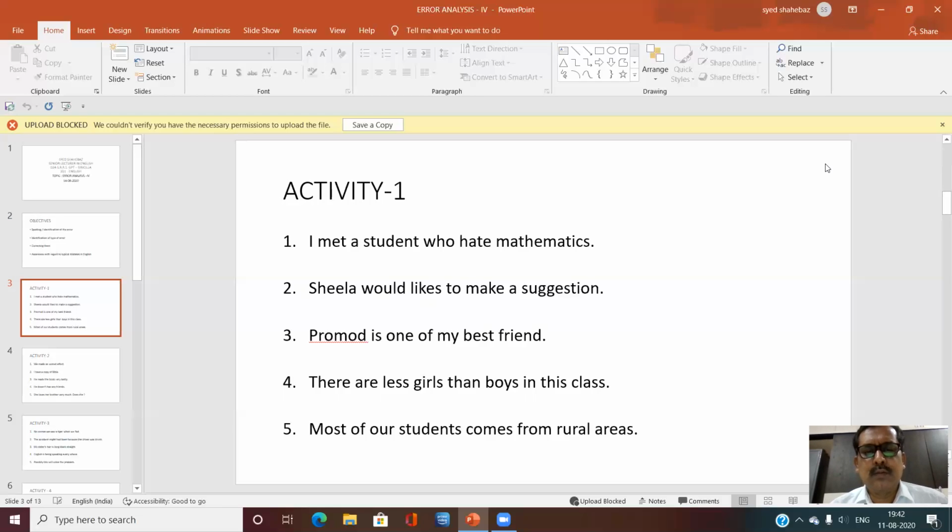Fifth one, most of our students comes from rural background, rural areas. The correct verb should be in V1 form. Most of our students is one unit that is regarded as plural. We have to use plural verb. Most of our students come from rural area. That is the correct sentence.